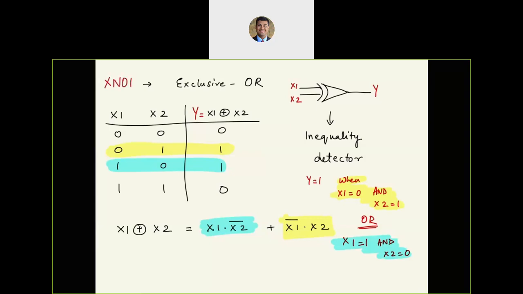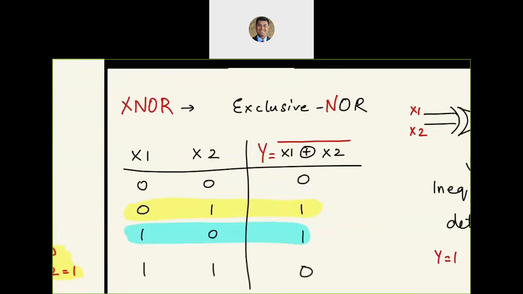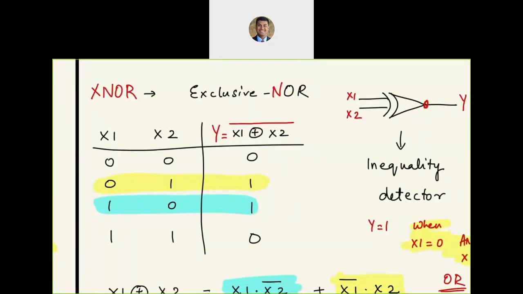So we have exclusive NOR. I've changed this label over here. Next, do I need to change the symbol? Yes, I have an inversion, so I'm going to put a bubble in front of that. In terms of logic expression, NOR means I need to add a bar over the entire thing. I still have the plus and the circle as exclusive OR, but I'm going to flip the entire output. Next, the entries were 0, 1, 1, 0. Now they are going to become 1, 0, 0, 1.